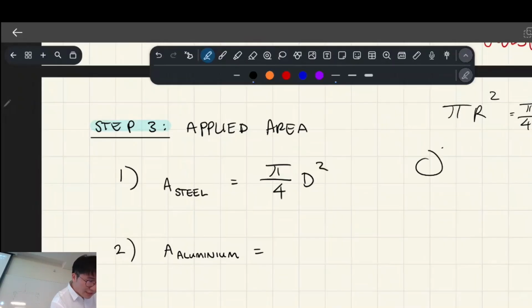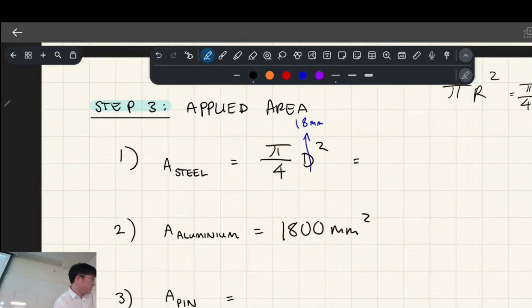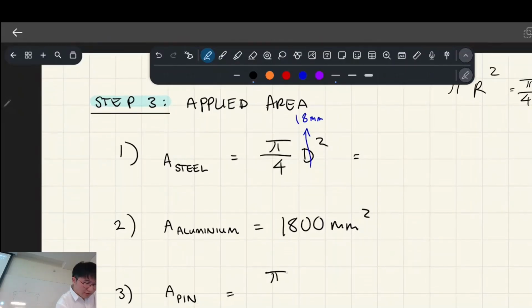Oh, sorry, I know before I did phi for diameter. Sometimes you see diameter as capital D or lowercase d. Sometimes you see it as phi. But that's the one that's going to be 18 mm. And that equals whatever. The aluminium was just given to you as a cross-sectional area. And then the pin was also pi on 4 d squared because it was a circular cross-section as well.